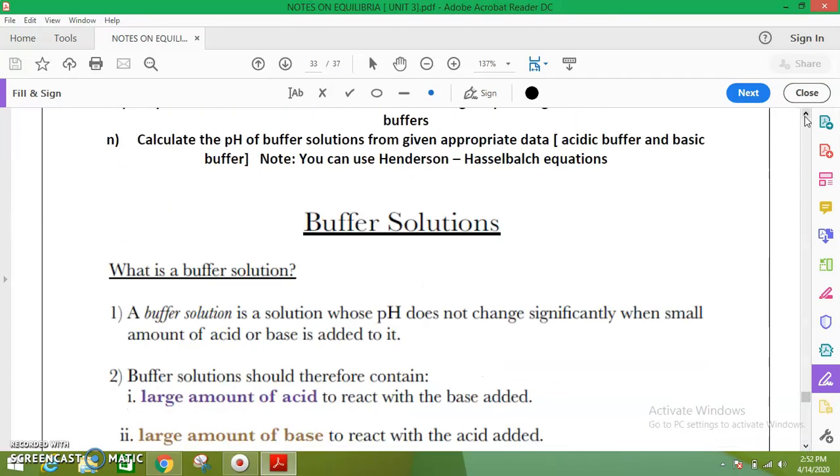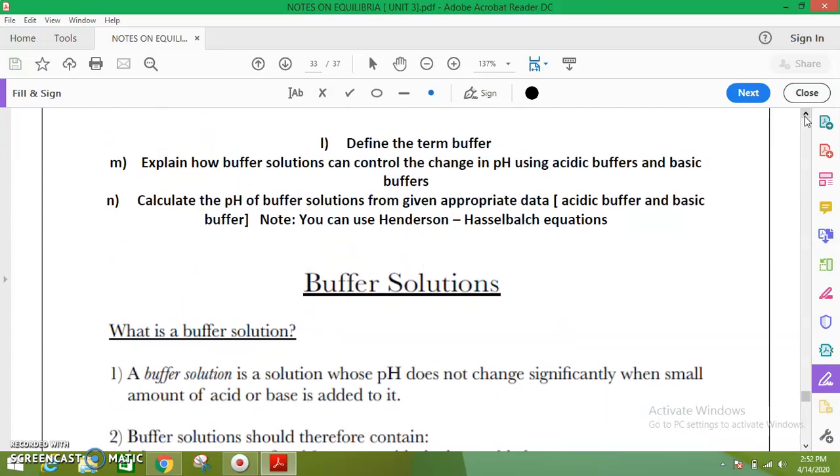Now today our lesson is about buffer solutions. These are your objectives. Define the term buffer. Then explain how a buffer solution can control the pH when acid or base is added, for acidic and basic buffer solutions. Then do calculations about buffer solutions using the Henderson-Hasselbalch equation.